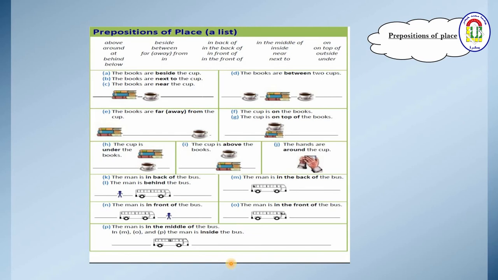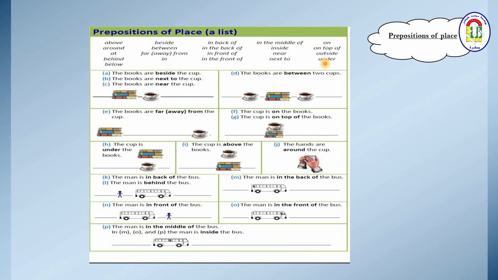Here, prepositions of place, as I said, we can find the same prepositions with time in a place. So what do we have here? Prepositions of place. We have above, around, at, behind, below, beside, between, far away from, in back of, in the back of, in front of, in the front of, in the middle of, inside, near, next to, on top of, inside, and under.